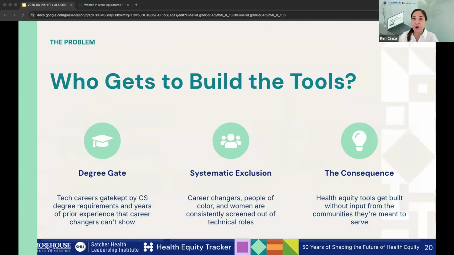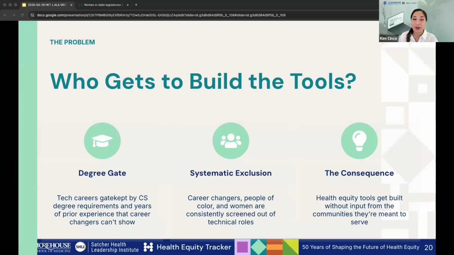I want to shift for a moment and talk about something that I think is under discussed in health equity work. Who is actually in the room when these tools get built? Tech careers are gatekept in a way that systematically excludes the people who most understand the communities these tools are meant to serve. CS degree requirements, prior experience requirements that career changers can't meet. And I should know, I was one of them.